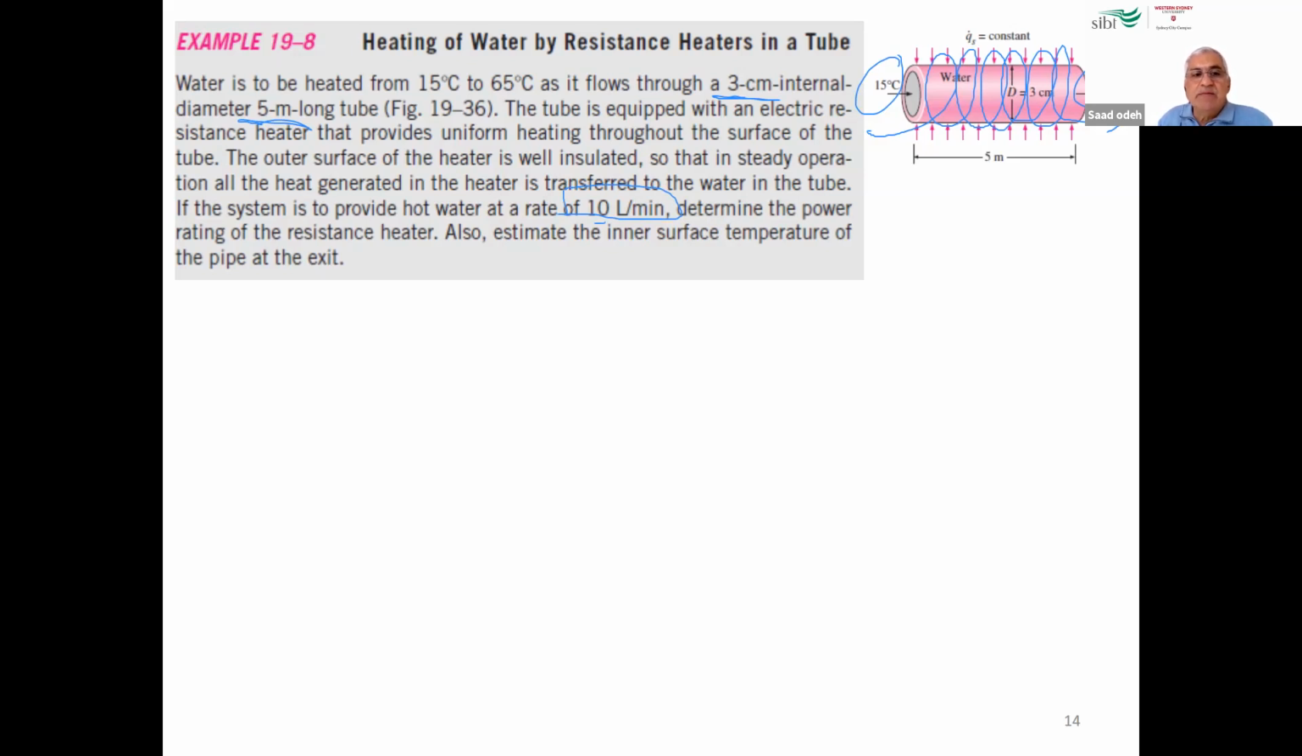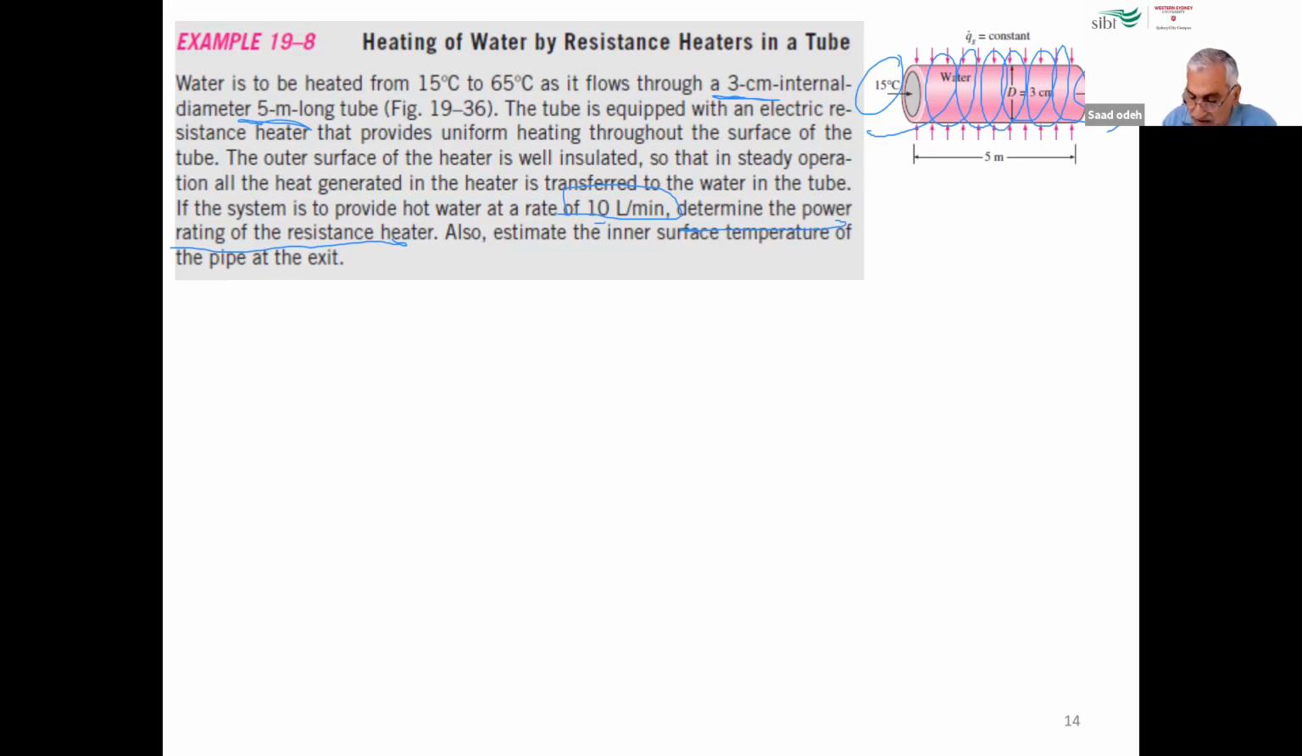So now the requirement here is to determine the power rating of the resistance, and also we need to estimate the inner surface temperature of the pipe at the exit. So we have two requirements here. We need to find the power of this wire or this resistance.